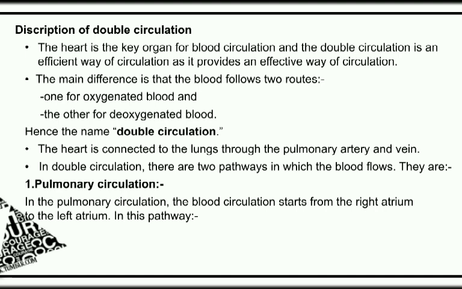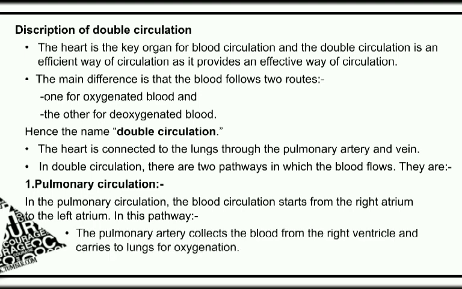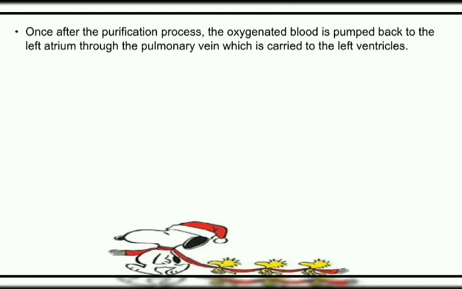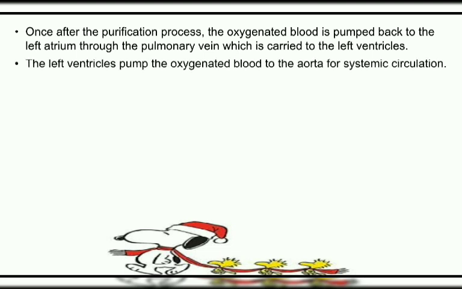Now here in the pulmonary circulation, the blood circulation starts from the right atrium, that is the right auricle, to the left atrium in this path. The pulmonary artery collects the blood from the right ventricle and carries it to the lungs to be oxygenated. Once after the purification process, the oxygenated blood is pumped back to the left atrium through the pulmonary veins, which carry it to the left ventricle. The left ventricle pumps the oxygenated blood to the aorta for systemic circulation.